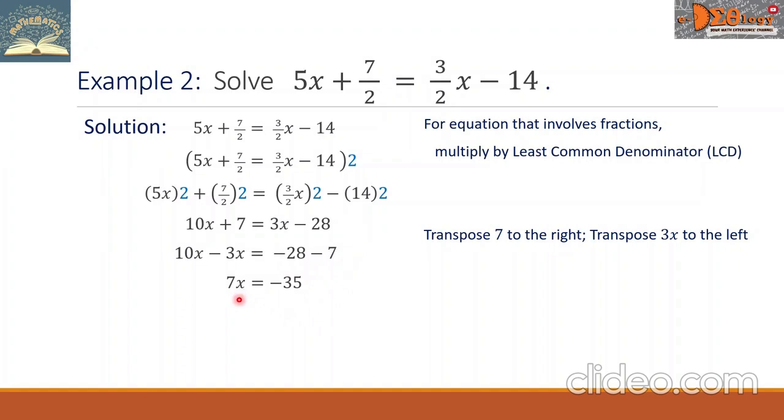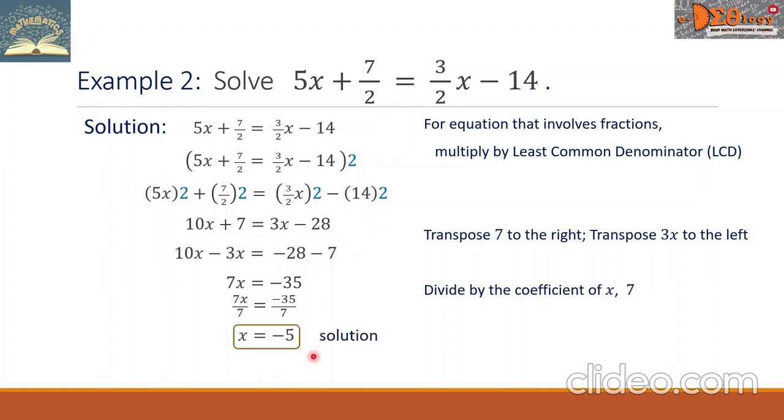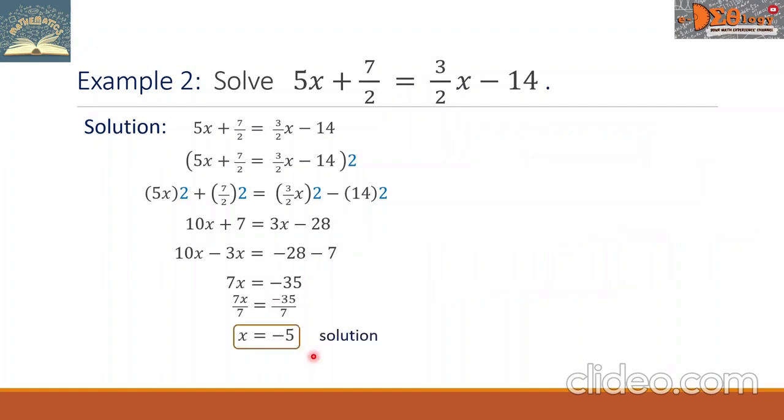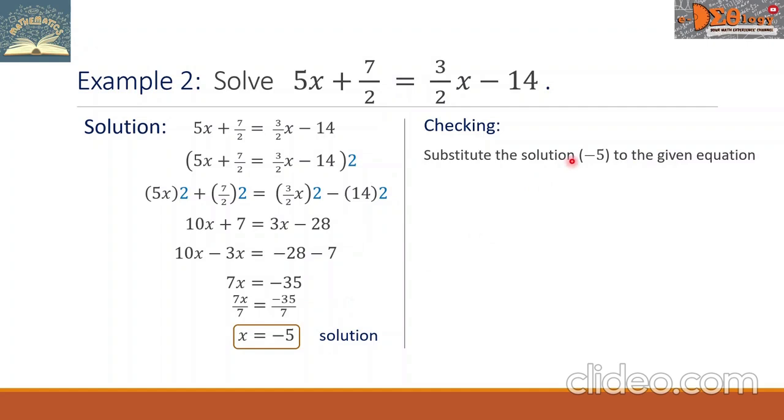We want the value of x. Let's divide the equation by the coefficient of x, which is 7. So we have 7x over 7 equals negative 35 over 7. Finally, x equals negative 5. This is the solution.